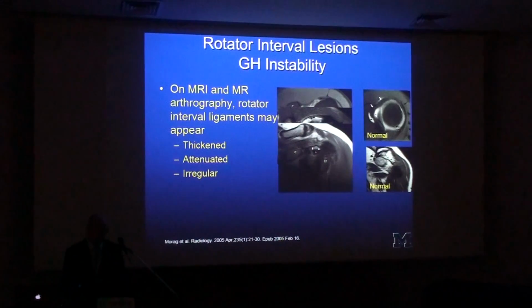They can appear irregular and nodular. So this is a coronal T1 weighted sequence, and you can see the coracoid here. This is the coracohumeral ligament. You see how irregular and nodular it looks compared to the normal taut one in this area here.